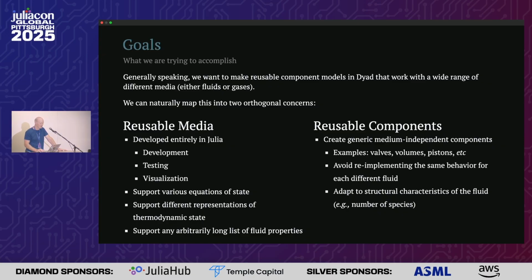which is where our abstraction comes in. And we want to be able to adapt to different structural characteristics of the fluid as well. This involves fluids that have speciation, different species in them, or multi-phase fluids. Another thing I will talk about is how we infer what medium to use in a particular component model. And I think we have a nice system for doing that.